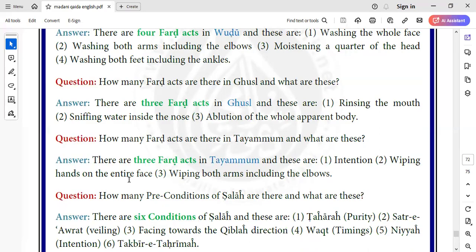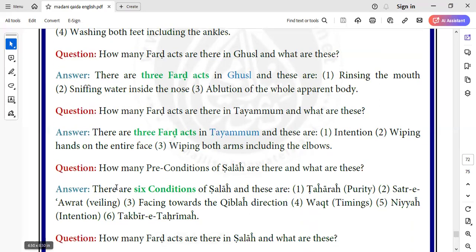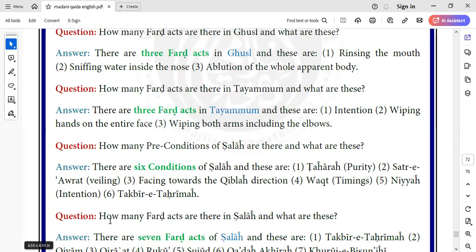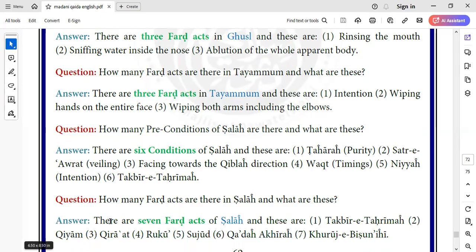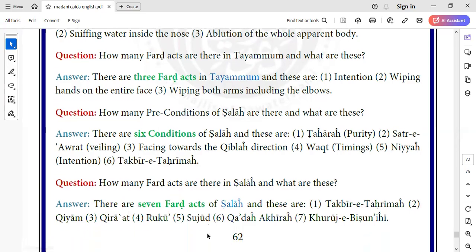Question. How many preconditions of salah are there and what are these? Answer. There are 6 conditions of salah and these are: 1. Tahara, purity, 2. Sitr, aura veiling, 3. Facing toward the Qibla direction, 4. Waqt, timing, 5. Niyyah, intention, 6. Takbira Tahrima.